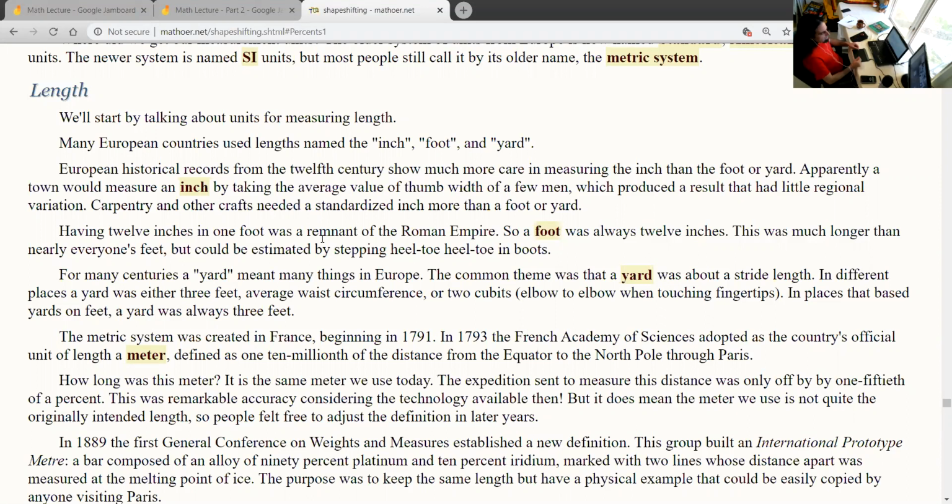It was longer than people's feet, just because of how our feet and our thumb knuckles compare. But that's okay, because everyone was wearing big clunky boots. And when you step heel toe in boots, that's pretty much feet anyway. So if you want to measure feet for farming, you could just walk in your boots.